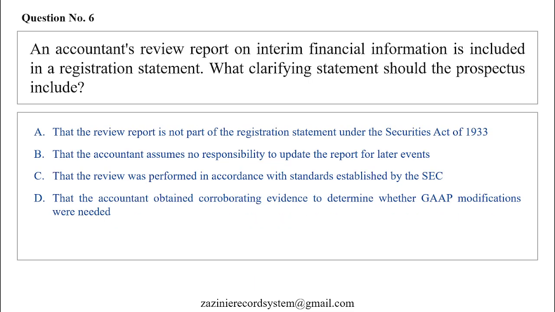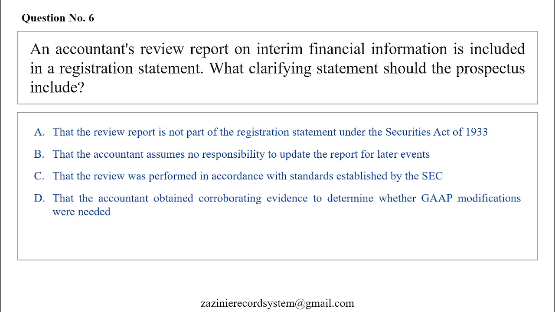An accountant's review report on interim financial information is included in a registration statement. What clarifying statement should the prospectus include? Letter A, that the review report is not part of the registration statement under the Securities Act of 1933. Letter B, that the accountant assumes no responsibility to update the report for later events. Letter C, that the review was performed in accordance with standards established by the SEC.